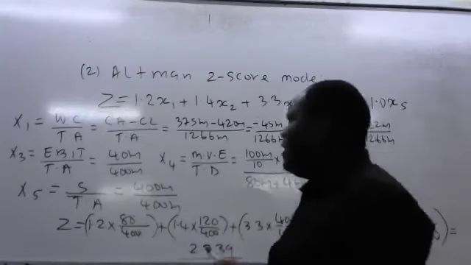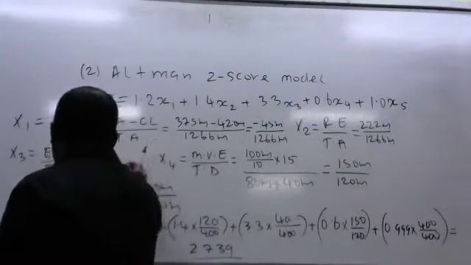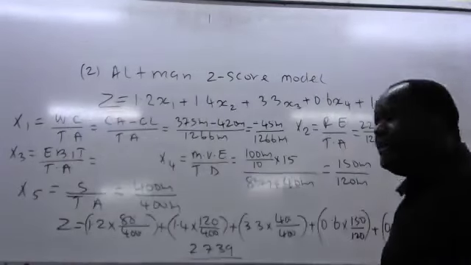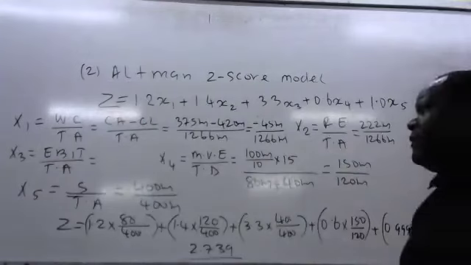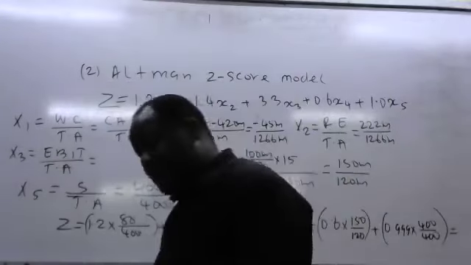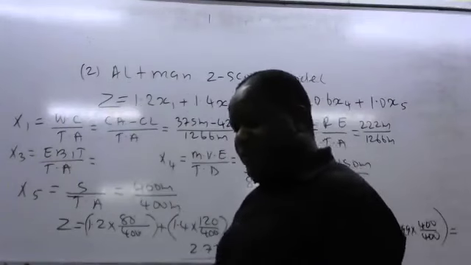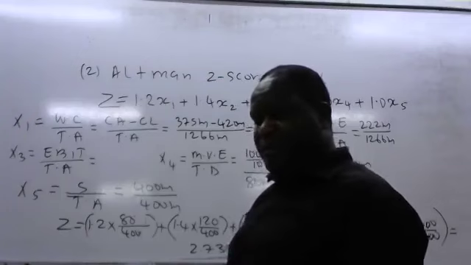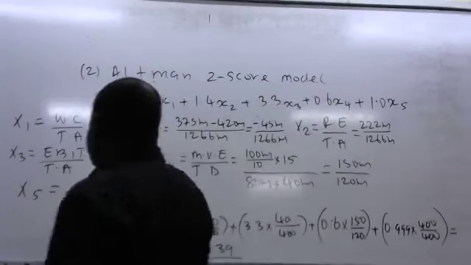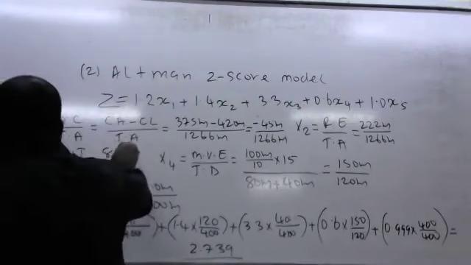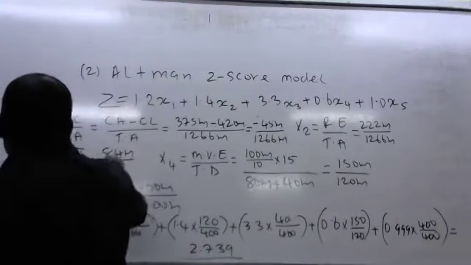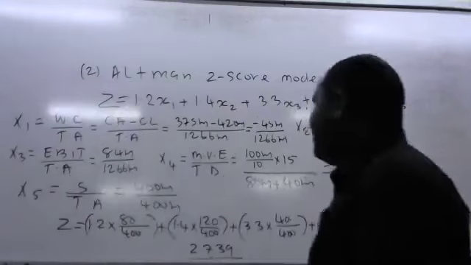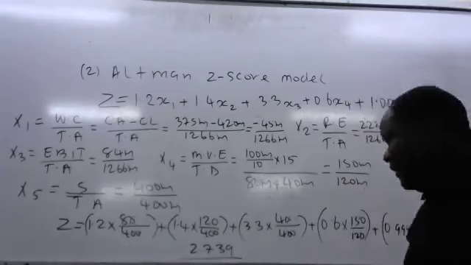So we also need to identify our X3. X3 is simply earnings before interest and tax divided by the total assets. Earnings before interest and tax is the operating profit that they gave you in the income statement. That figure is 84 millions. So total assets are still 1266 millions.